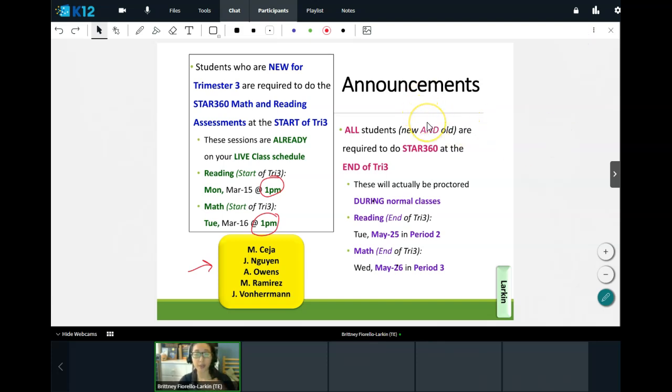All right, so that means that everybody else, all old students and new students, will be required to take it at the end of the trimester. So again, new students start and end of Tri 3, old students only the end of Tri 3. Those will be proctored during normal classes in about 2 months. Please do not take them before we actually proctor them. Otherwise, it will not count towards your STAR 360 credit that you get in all of your classes, and it also won't be helpful for us to know your actual data of whether or not you are improving at your reading and your math.